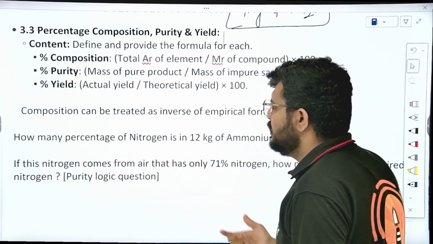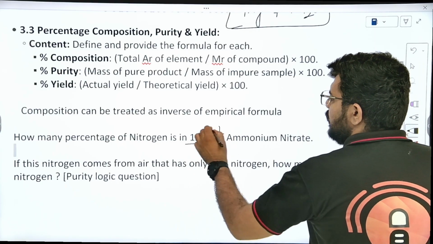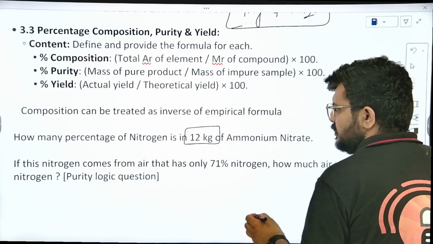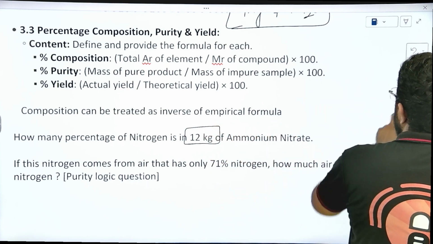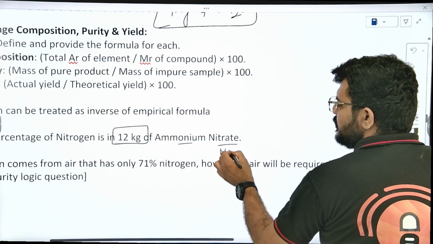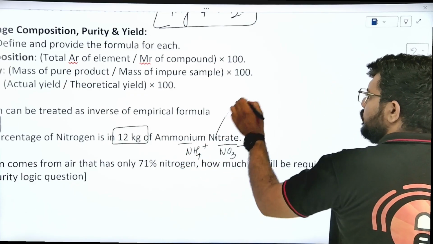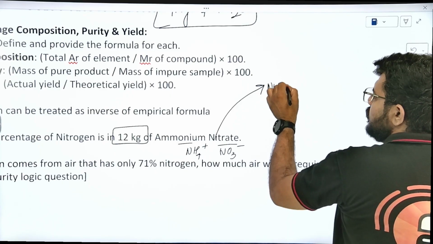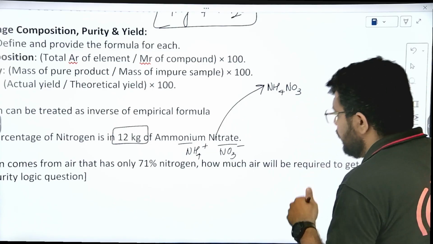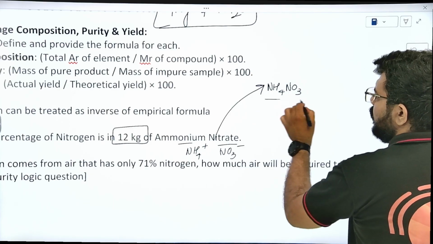What percentage of nitrogen is in 12 kg of ammonium nitrate, right? Let's look at this and quickly find the answer. Let's take some working space over here. Ammonium nitrate: nitrate is NO3 minus, ammonium is NH4. If you remember, I already made the formula when I was explaining formulas, NH4NO3 is your compound, right? That is 12 kg of NH4NO3. Let's find out the mass for this.